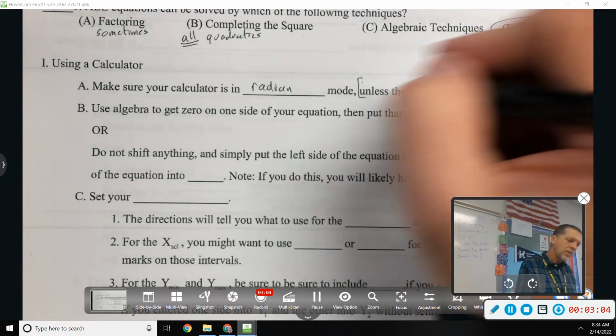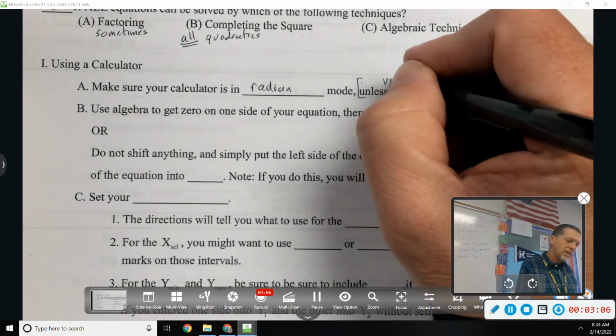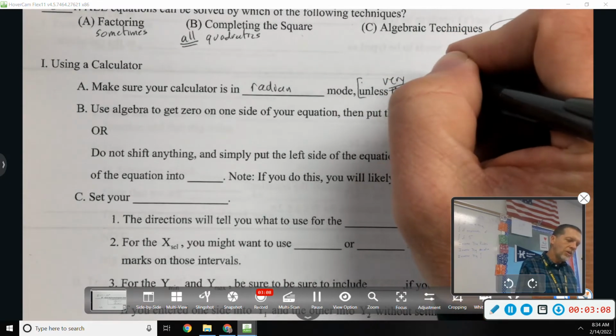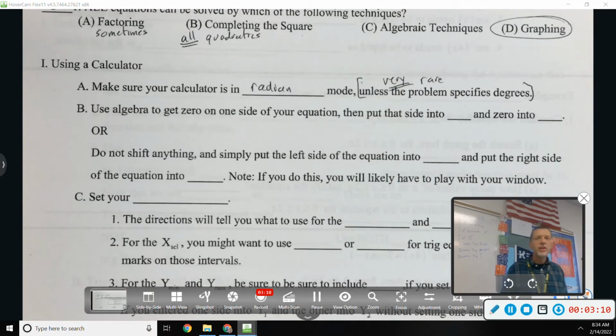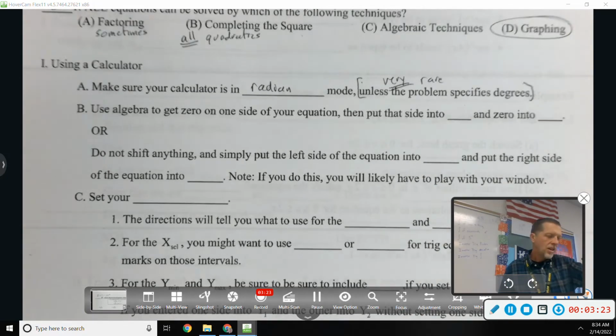And that second part, very, very rare that you would need to be in degrees. I mean, yes, we would specify it, but that's just kind of there because someone might eventually somewhere down the line specify, but not usually us.